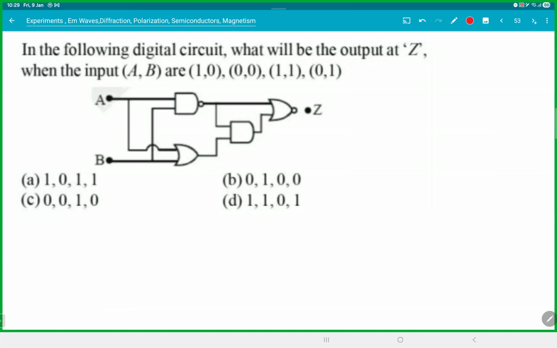So when the inputs are 1 0 0 0 1 1 0 1, can I simplify this? This is A, this is B, this is A dot B whole bar, this is A plus B. This is so messed up. This is A dot B whole bar dot A plus B, and then these two are given.